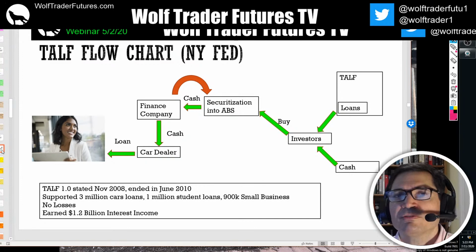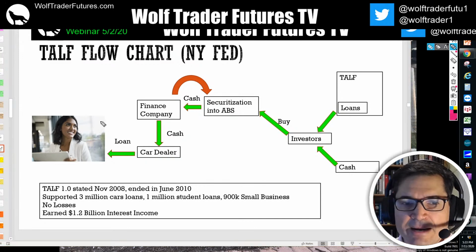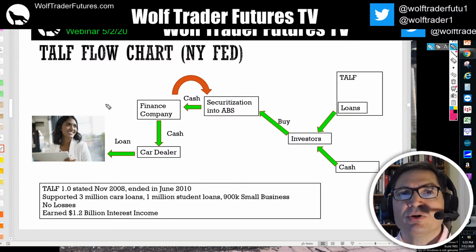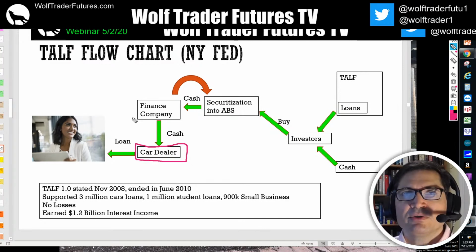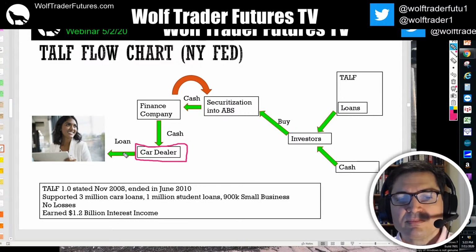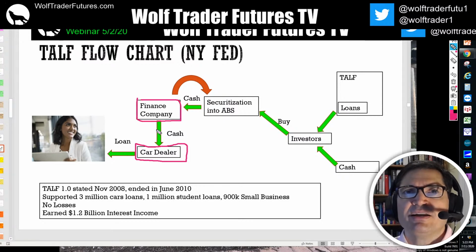Well, let's just do a little flow chart here to talk about this. This is an example of how a TALF program would work. Typically, if you go to get a loan at an auto dealer, let's say that you're at a car dealer, you need a loan to buy the car. So how do you get this money? Well, the car dealer has a finance company that will give them the cash. But how did they get the cash?